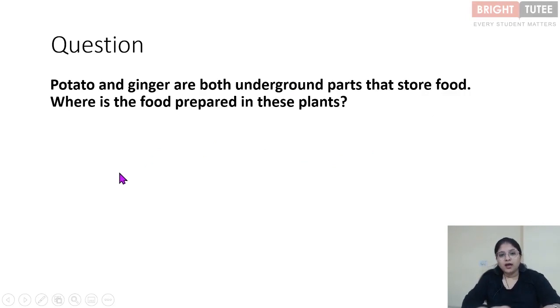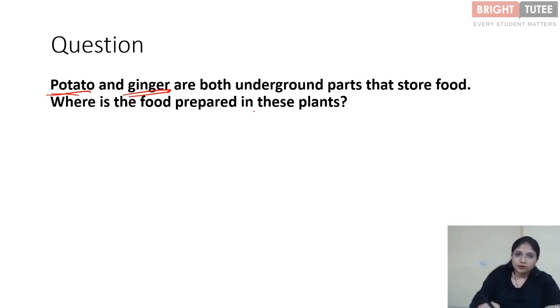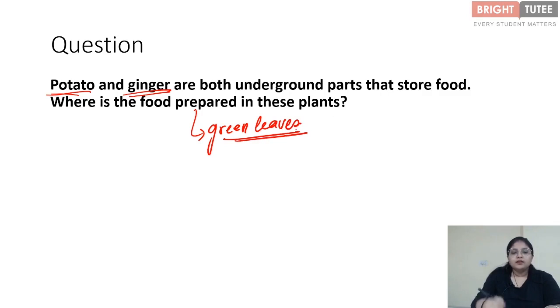Potato and ginger are both underground parts that store food. Where is the food prepared in these plants? So we see that in potato and ginger, the food that is prepared by these plants is stored. So where is the food prepared? It is prepared in the green leaves of the plant, right? And from here the starch goes to potato and ginger and gets stored.